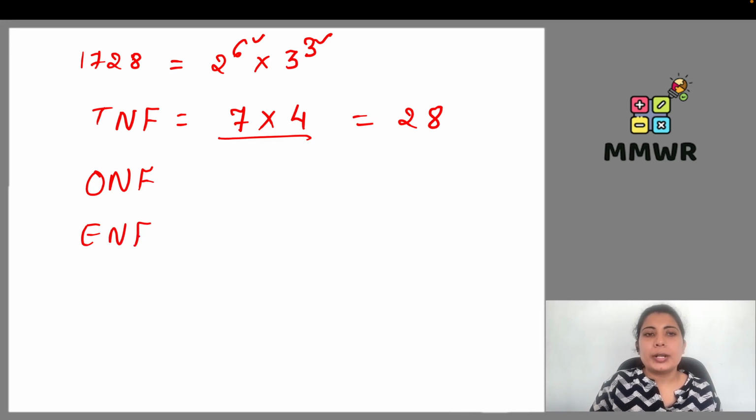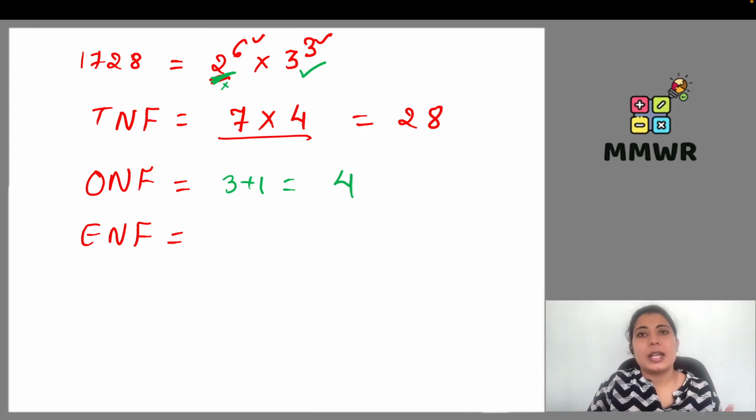Now for odd, we have to exclude this part. For odd, I will exclude this base 2, but I have to consider this. So I am excluding the 2 and considering 3 to the power 3. That means 3 plus 1, 4. Total 4 factors are there. 4 odd factors are there. Out of total 28 factors, 4 of them are odd and the rest of them are even. That means 24 of them are the even number of factors. 28 minus 4 gives me 24.